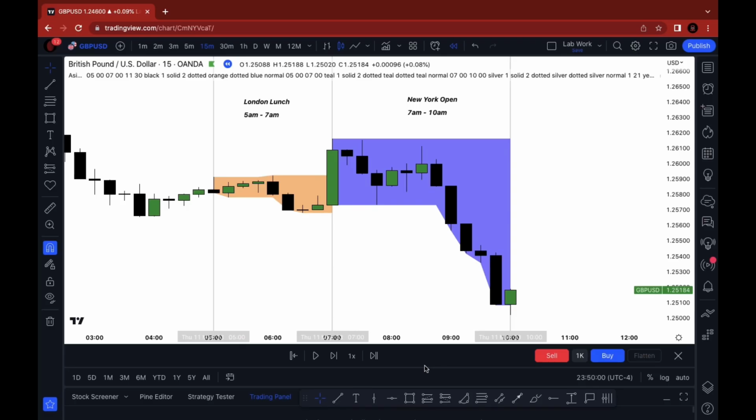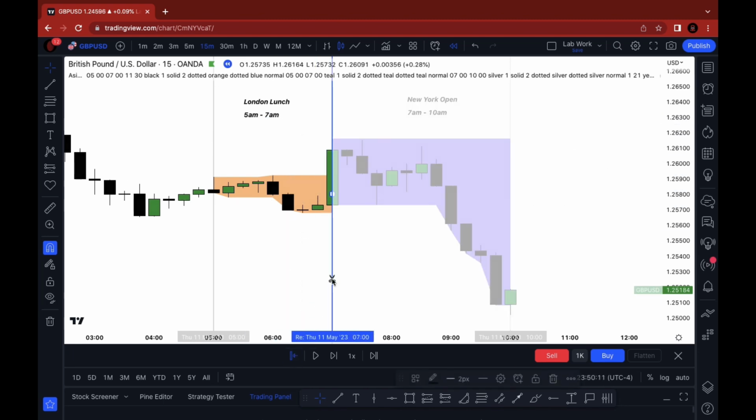The first step, we're going to locate the buy side and sell side liquidity that's forming during the London lunch session. So between 5 a.m. and 7 a.m., we're looking for our buy side and sell side liquidity. So let's take a look at how we find that.